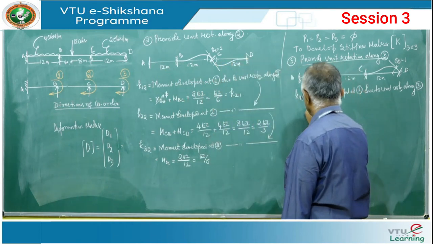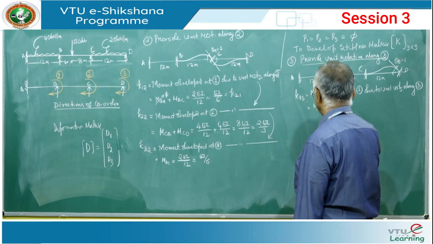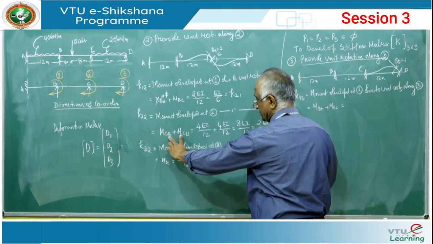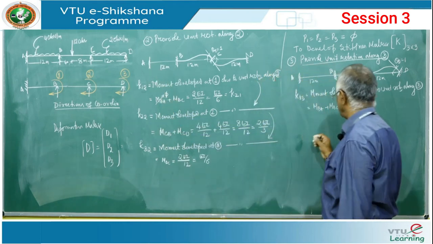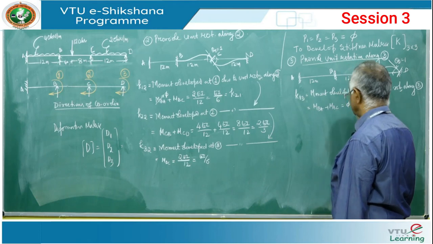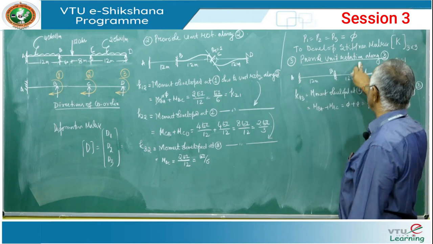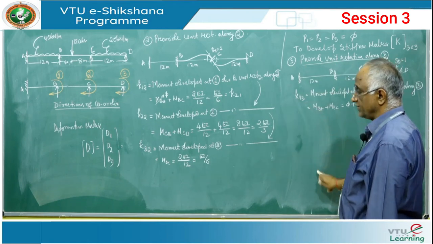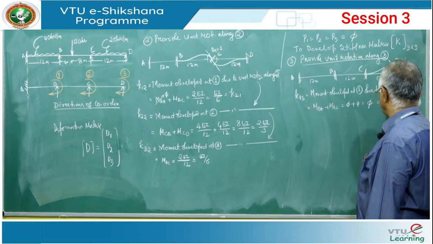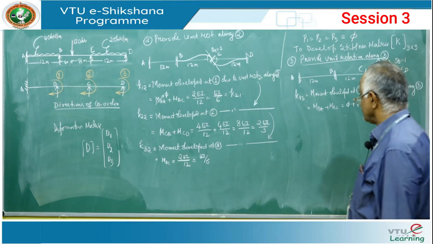It means it has a value of MBA plus MBC. I told you in the beginning that it doesn't change. These values you can keep it same. Whatever the values will come in the problem, that can be put 0 plus 0, that is equal to 0. You can go back to the first case, you have written provide unit rotation along 1, it is K31 is equal to 0, so this is equal to now K31, Kij equal to Kji.